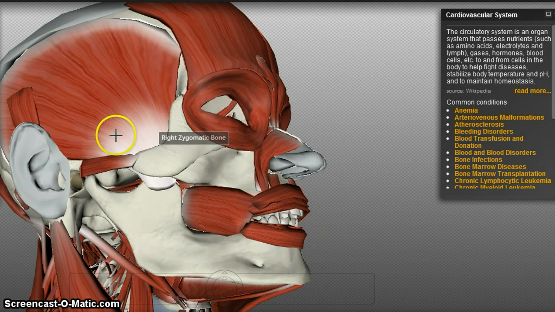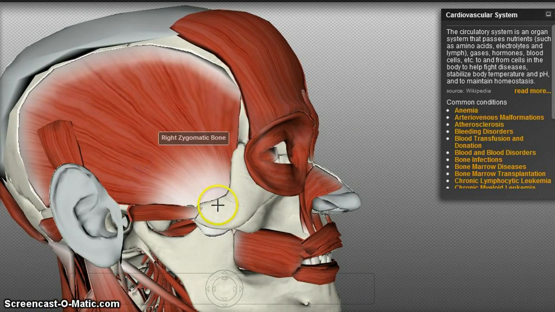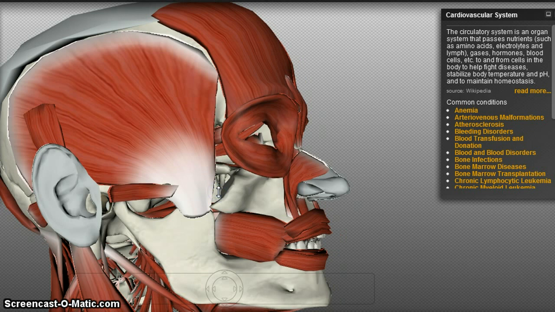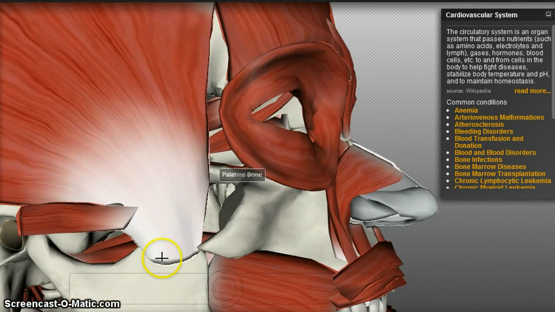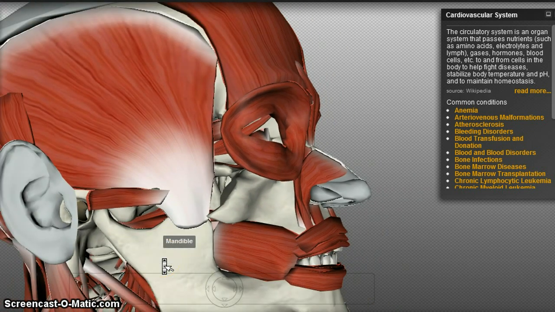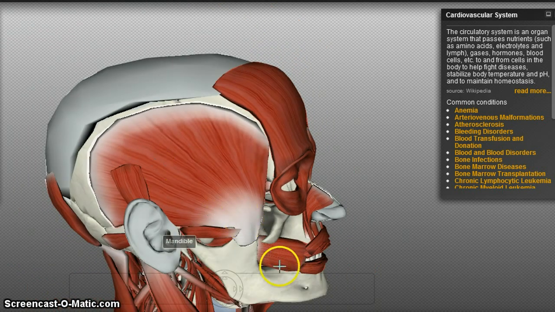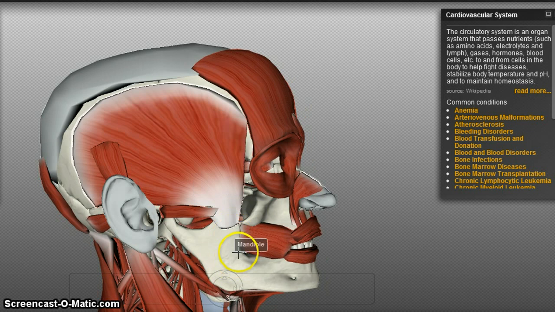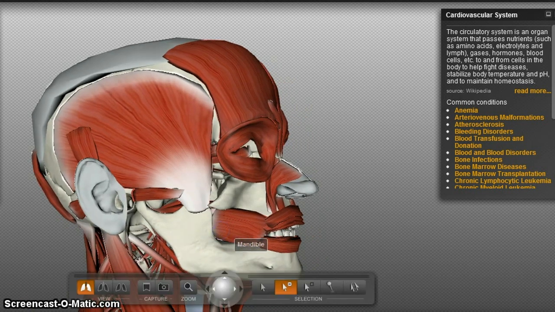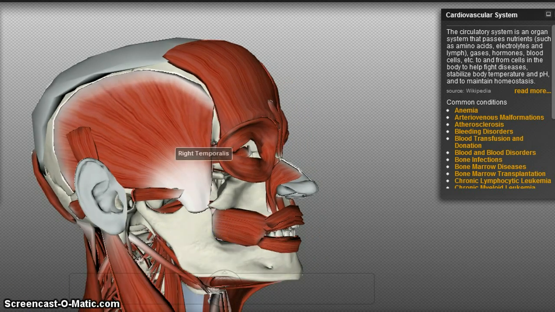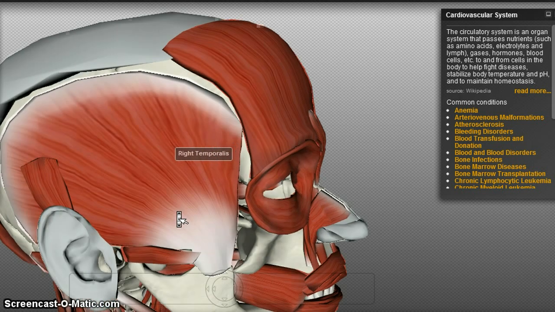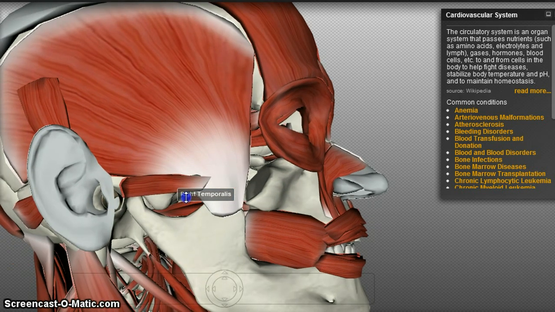If you bring back the temporalis, this inserts into the coronoid process of the mandible, which you can see is here. You can see that the lines of the muscle go upwards, and so its action is to posteriorly elevate the mandible as well as retract the mandible. This muscle is innervated by the third mandibular division of the trigeminal nerve, which is cranial nerve 5.